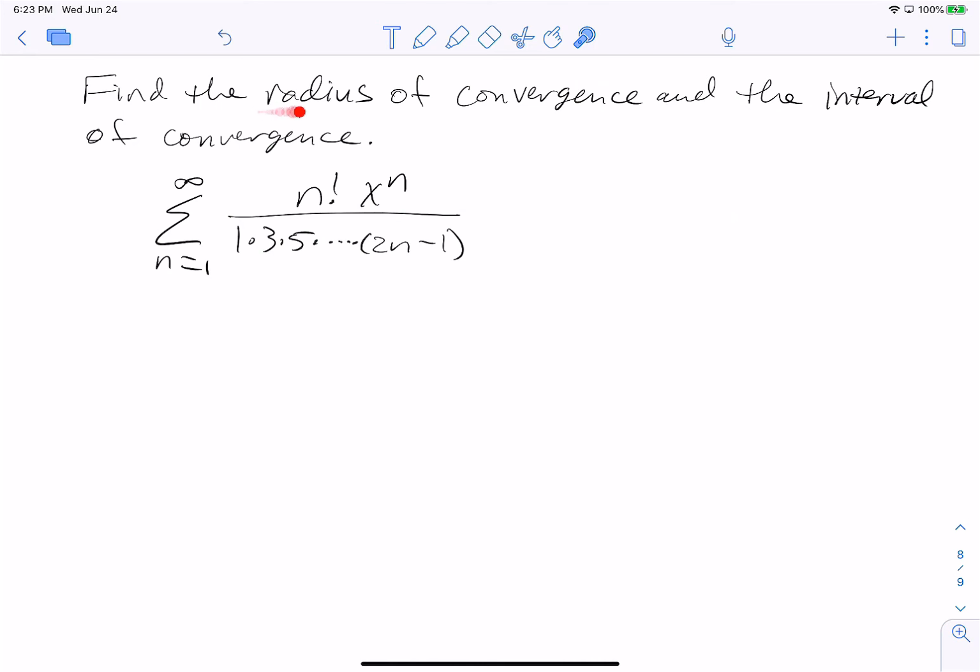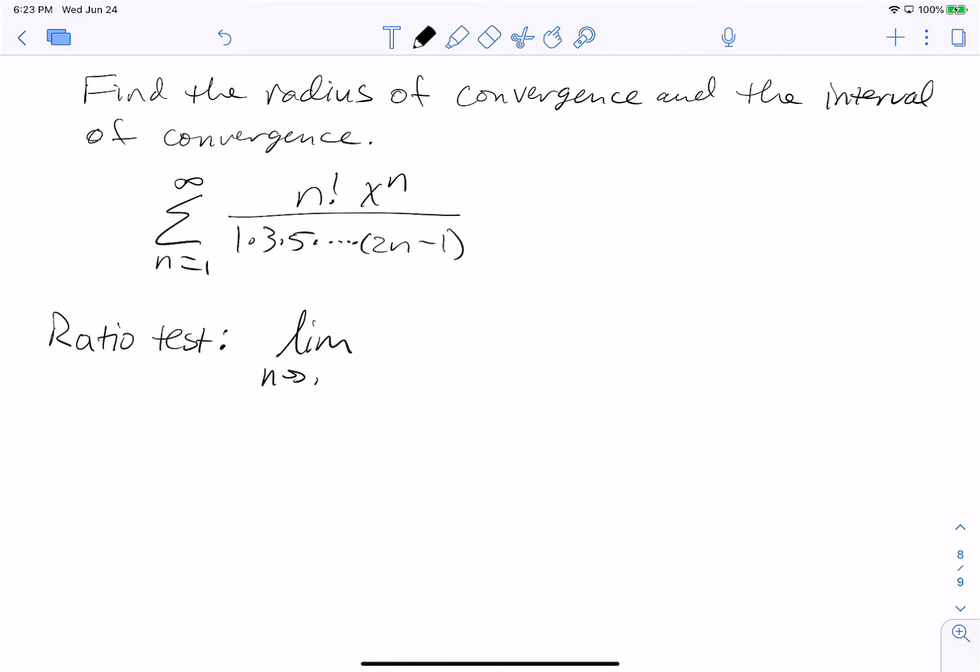Here we're going to find the radius and interval of convergence of the sum as n goes from 1 to infinity of n factorial times x to the n divided by 1 times 3 times 5 times all the way up to 2n minus 1. This is one in which the number of factors in the denominator will increase with each successive term. As before, we're going to proceed using the ratio test.